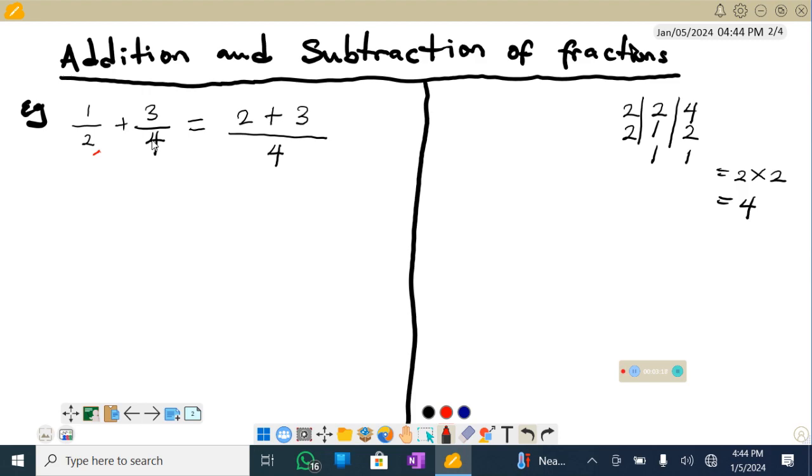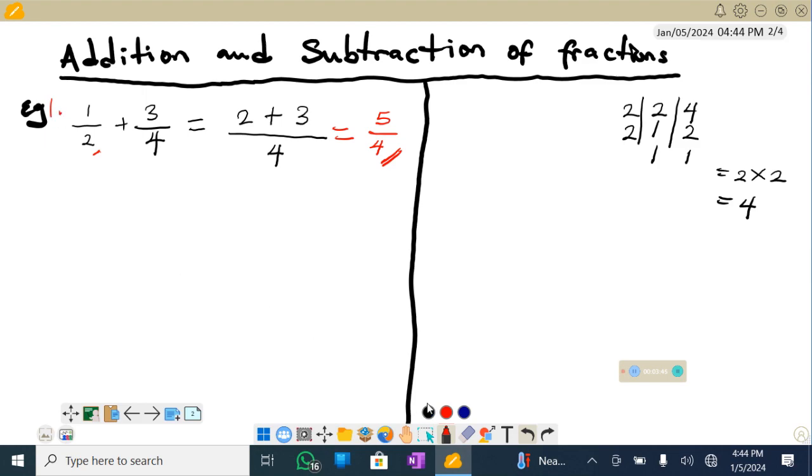Then you do the same thing for the next term, which is 4 divided by this 4. Okay, 4 divided by this 4 will give you 1. Then use that result, 1, to multiply 3. That will give you 3. So if you add your numerators, you will have 5/4. So that's how we have answered that.